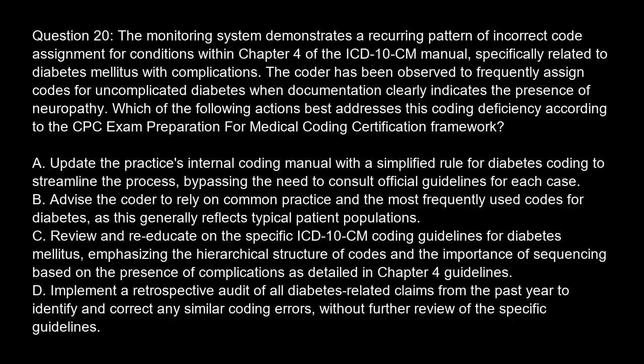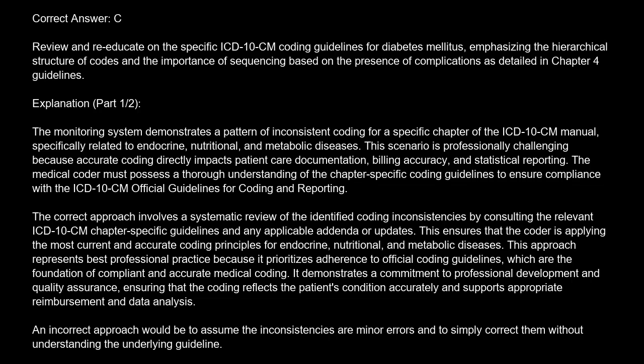Option C. Review and re-educate on the specific ICD-10-CM coding guidelines for diabetes mellitus, emphasizing the hierarchical structure of codes and the importance of sequencing based on the presence of complications as detailed in Chapter 4 guidelines. Option D. Implement a retrospective audit of all diabetes-related claims from the past year to identify and correct any similar coding errors, without further review of the specific guidelines. The correct answer is C.